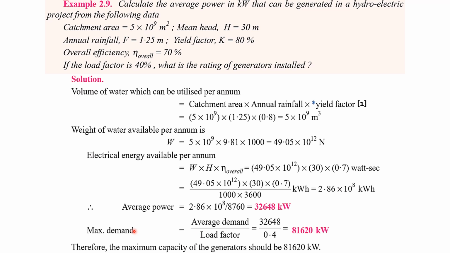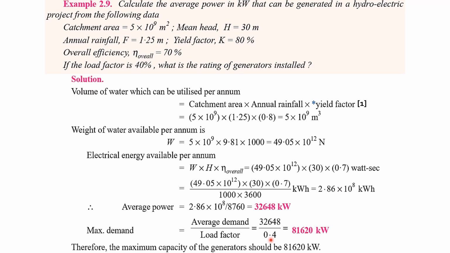Now you also know that the maximum demand on the power station is given by average load divided by load factor, because load factor is equal to average load divided by maximum demand. You just simply cross multiply the terms. So maximum demand is equal to average demand divided by load factor. The average demand is what you have calculated, and dividing by load factor will give you the maximum demand which will arrive at this station.